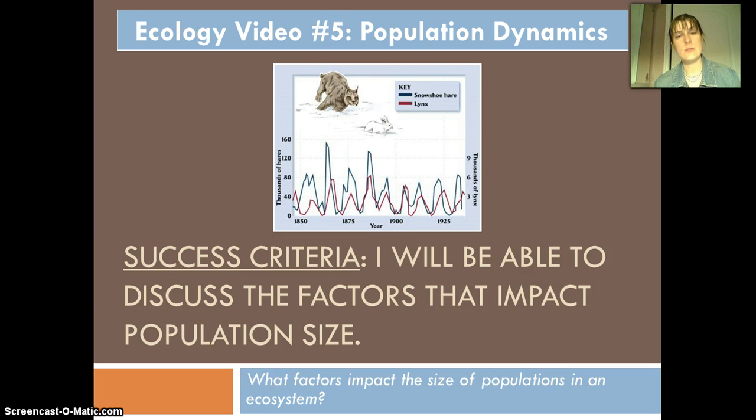So by the end of this, we should be able to see what types of factors impact the size of a population. So we know one is predator and prey. Let's look at what some others are.